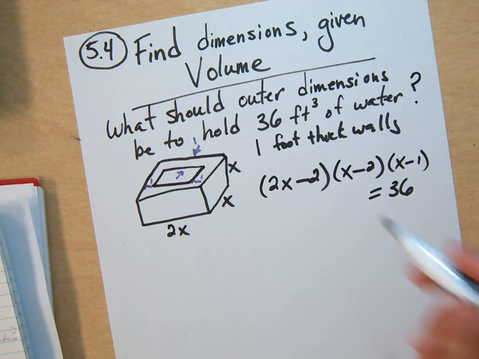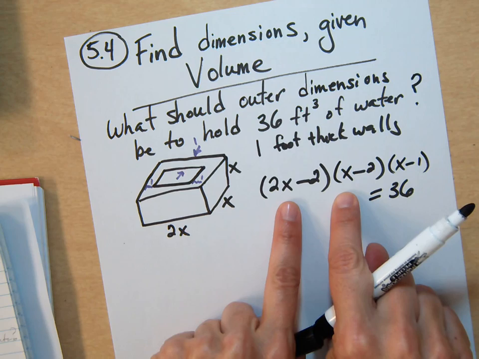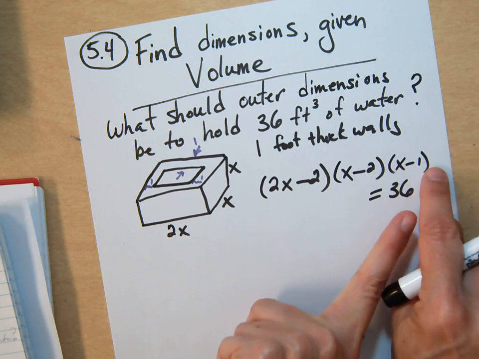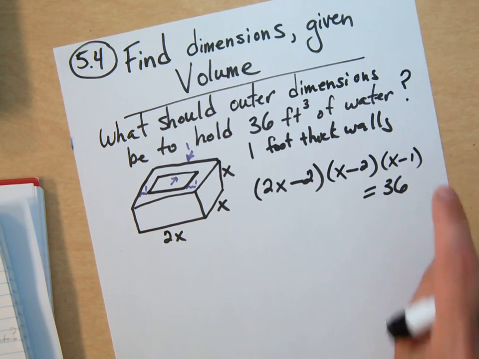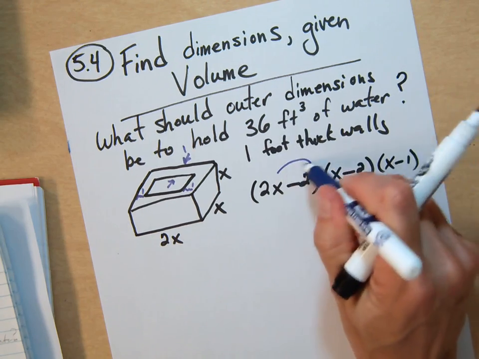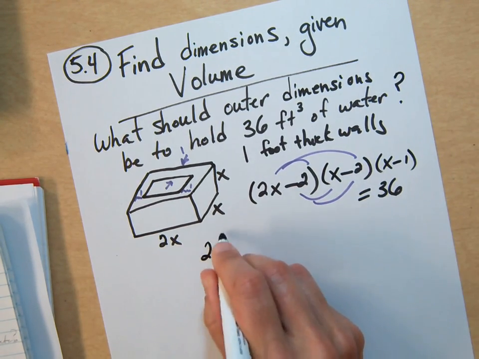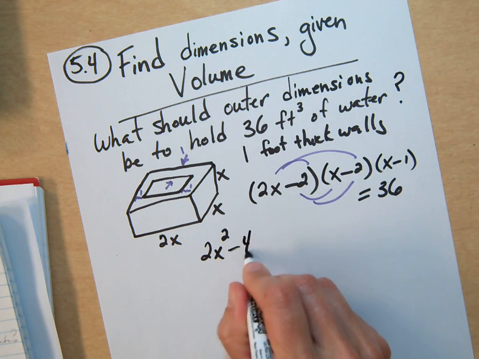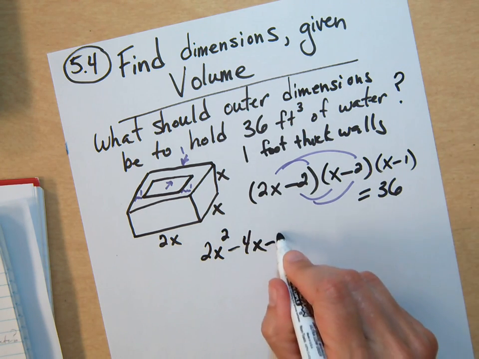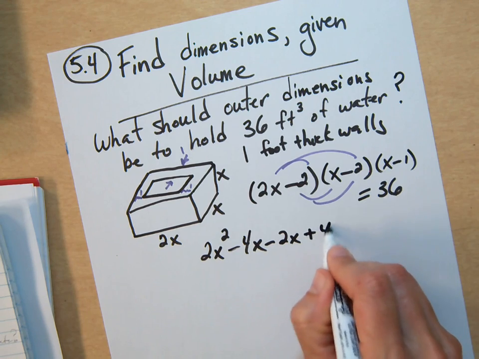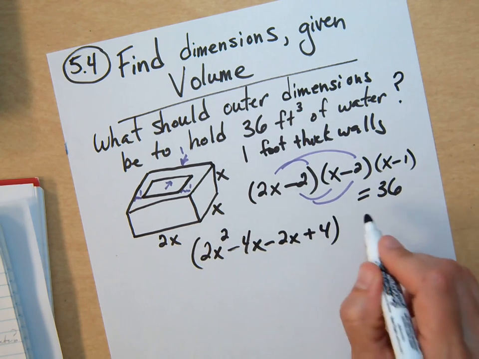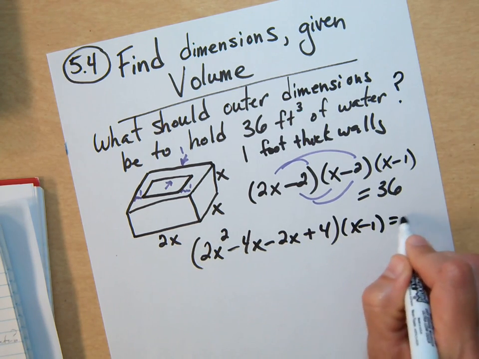So you would start by multiplying the first two together, and then you would multiply it by the last. That's why we practice this skill. So let's multiply this out and then this out. So you get 2x squared, I'm going to go a little bit faster, minus 4x, and then you distribute minus 2 plus 4. So we got that times x minus 1 equals 36.